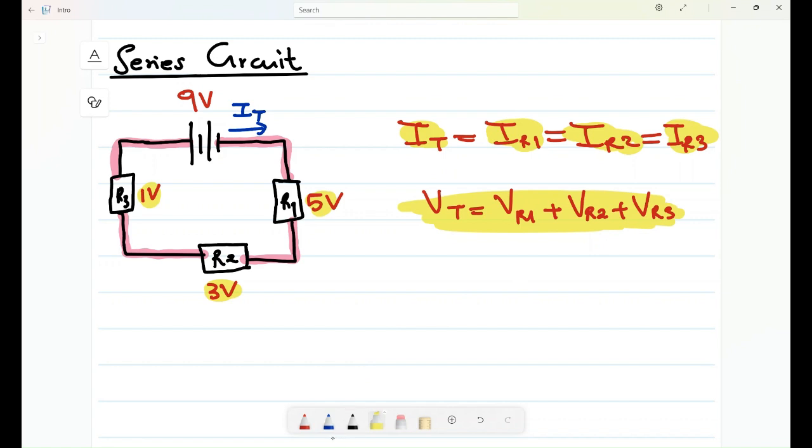The third one is the resistance. Can you see that the resistors here are connected in series, right? So if they are connected in series, it means the R total will be the sum of these resistors, because they are sharing the same path. So R total is going to be equal to R1 plus R2 plus R3 and so on. They are in series.